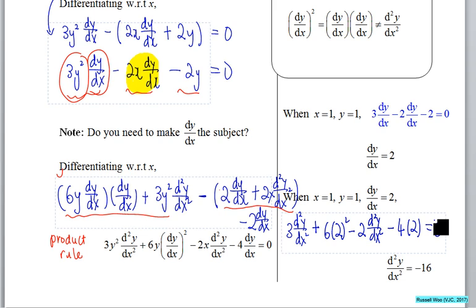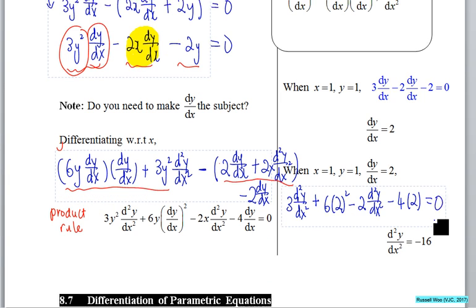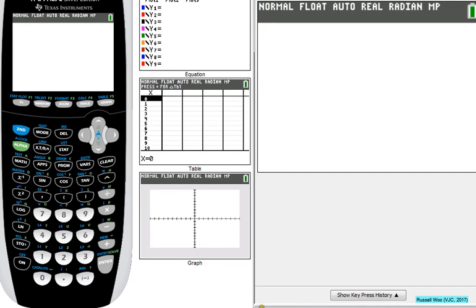Do you know how I got here? Because when x is 1, y is 1, dy dx is 2. Ready? Okay? All okay? So just find the answer, d2y dx squared. You have negative 60. Okay, pause.